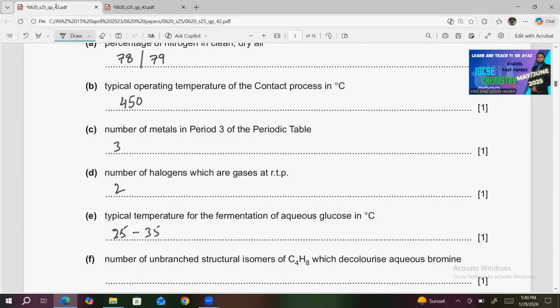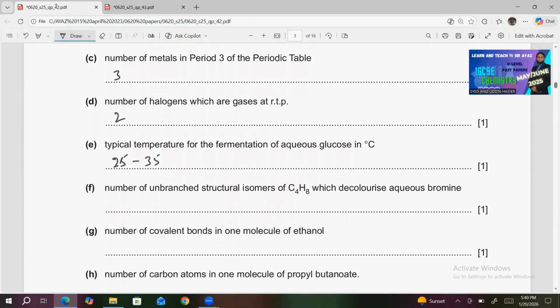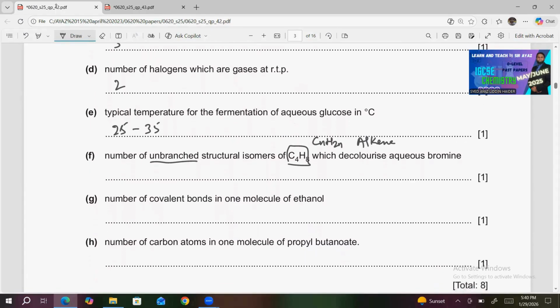F, number of unbranched structural isomers of C4H8 which decolorizes aqueous bromine. Now, this one is an alkene because it follows the general formula CnH2n. They are saying number of unbranched, not branched, structural isomers of this alkene. C4H8 is butene.